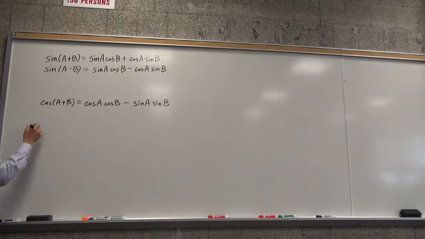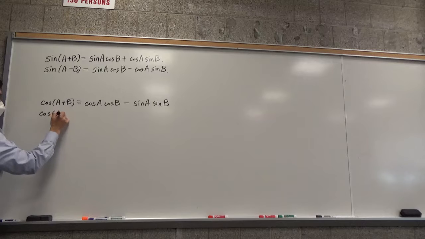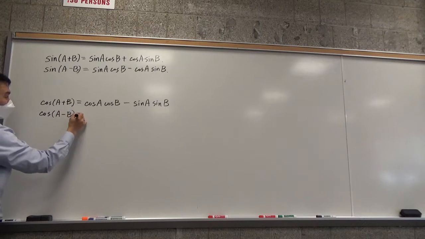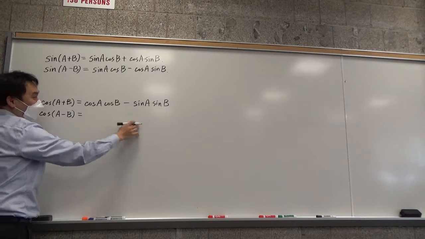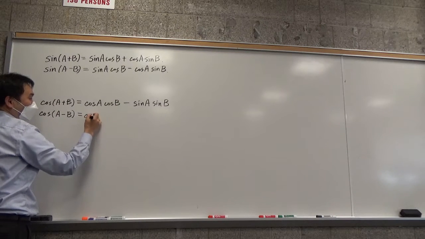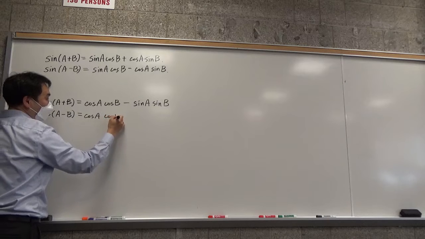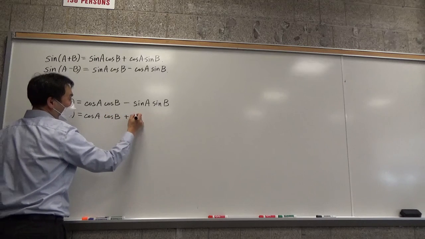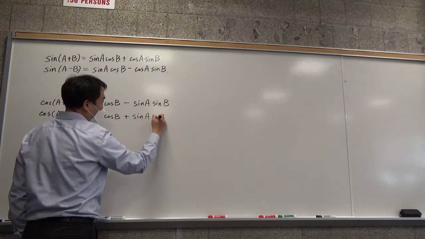And if you do cosine a minus b, again, cosine is even, sine is odd, so only this sign will change. So it'll be cosine a, cosine b, plus sine a, sine b.